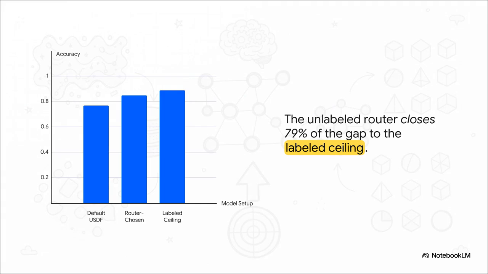When you look at the raw numbers, the performance leap is just massive. The baseline default USDF model will give you a mean accuracy of around 77% across the 7 datasets. Now, the absolute ceiling, meaning a cheating oracle that uses perfectly labeled tuning to pick the perfect recipe every single time, hits 89%. And right there in the middle is our unlabeled router at 85%. The router successfully closes 79% of the total gap between the baseline model and the perfect oracle. That is an enormous lift for a completely automated, zero-label diagnostic step.